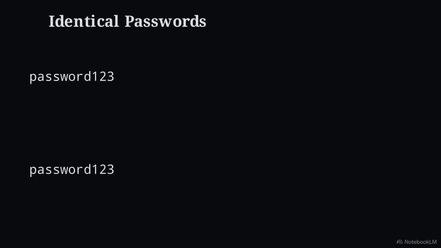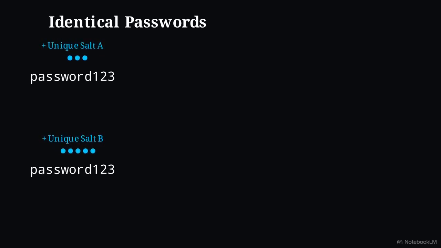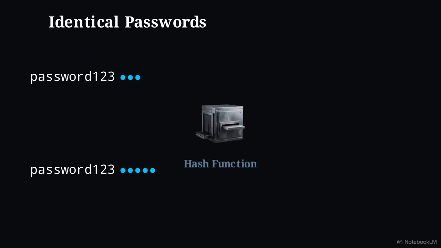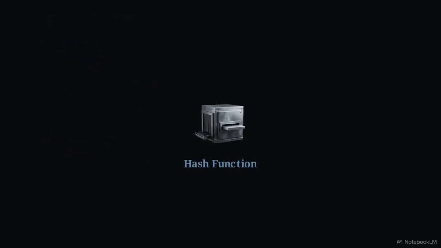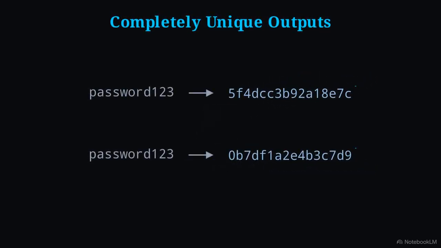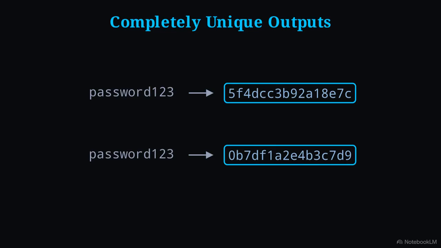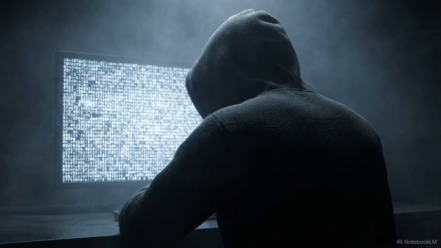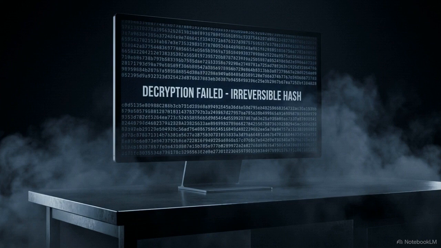To prevent attackers from guessing these outputs using pre-computed lists, called rainbow tables, defenders use salting. They add random data to each password before hashing, making every output unique. Hashing and salting ensure that if an attacker manages to steal the user database, they receive completely unique, irreversible strings of characters. Because of this, they cannot reverse engineer the passwords.